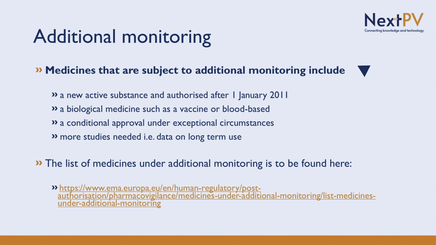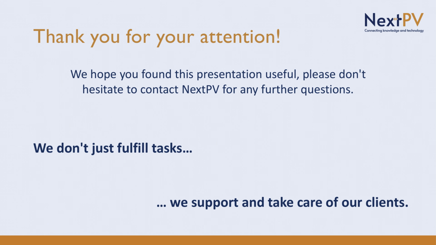Medicines subject to additional monitoring include new active substances authorized after January 1, 2011, biological medicines such as vaccines or blood-based products, conditionally approved medicines, and those approved under exceptional circumstances. These medicines require further studies to gather data on long-term use. The list of medicines under additional monitoring is publicly available and regularly updated. This transparency allows healthcare professionals and patients to stay informed about the medicines they use, fostering trust and ensuring safe and effective treatment options. Thank you for your attention.